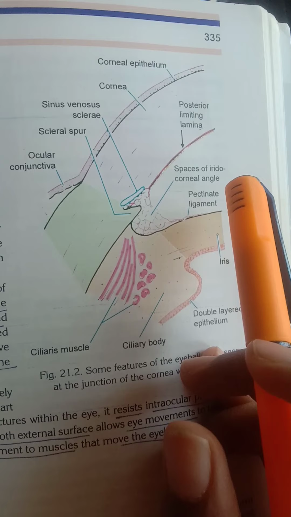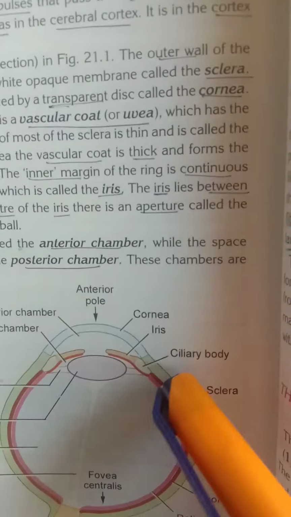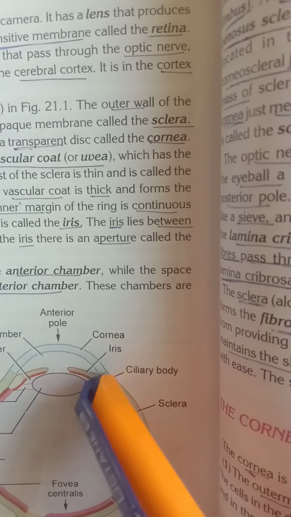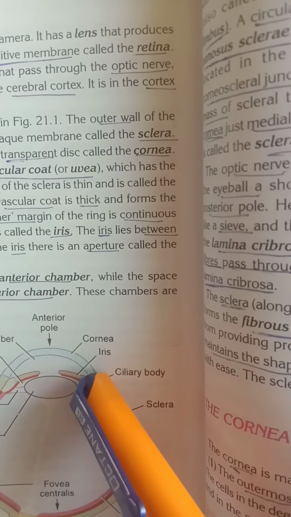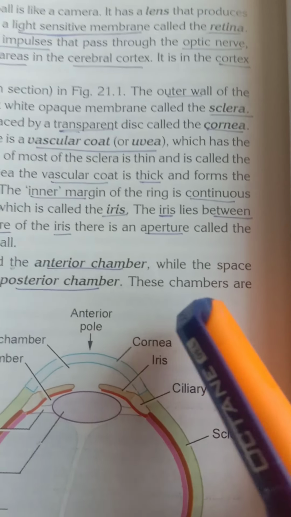Next, anteriorly the sclera is continuous with the cornea. You can see over here the sclera anteriorly continuous with the cornea. This is the corneoscleral junction, which is also called the sclerocorneal junction, that is, just reversing the name, or also the limbus.